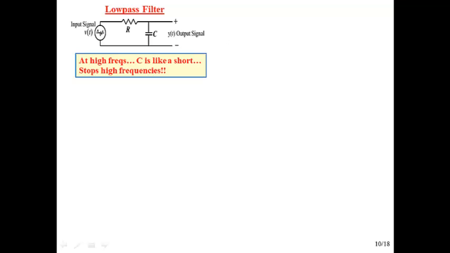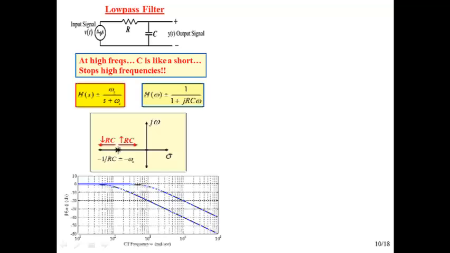Here, knowing that at high frequencies C is like a short, so at high frequencies this gets shorted across and our output is 0. So that tells us that high frequencies are stopped or highly attenuated. And then at low frequencies this acts like an open circuit, and so there's no voltage drop across this, and so we then have perfect passing of low frequencies. So if you can analyze circuits, kind of seat of the pants like that, it provides great abilities.